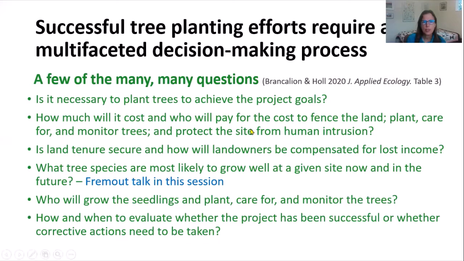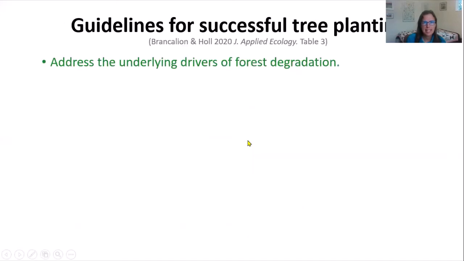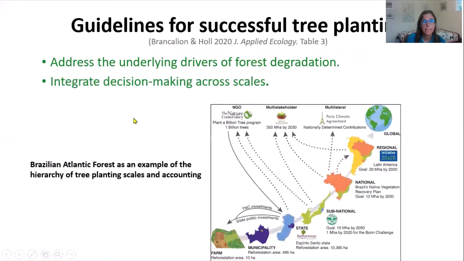A few general principles for tree planting success: first of all, we need to address the underlying drivers of forest degradation. I know, as somebody who's worked in restoration ecology for 25 years, that we can never go out and recreate forests and do as good a job as what was there naturally, as hard as we try. So we need to protect existing forests first, and then use reforestation or tree planting as a second option. We also need to integrate decision-making across scales.